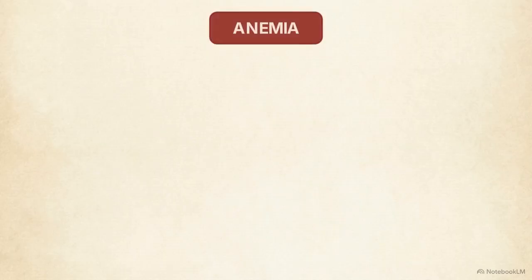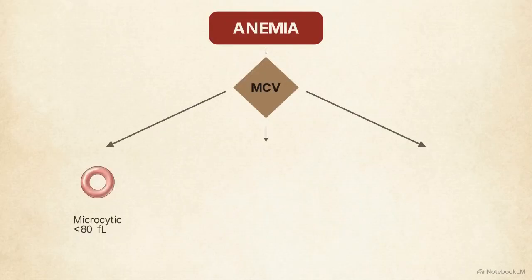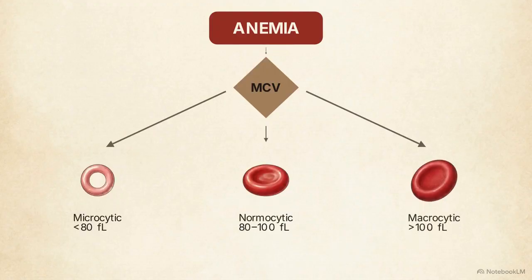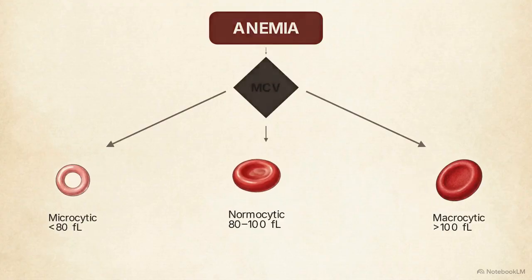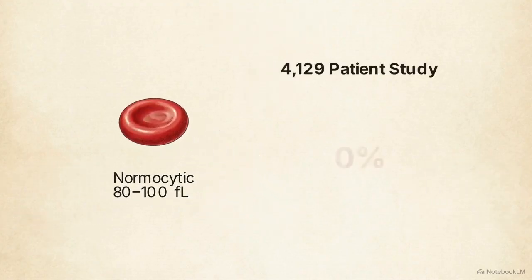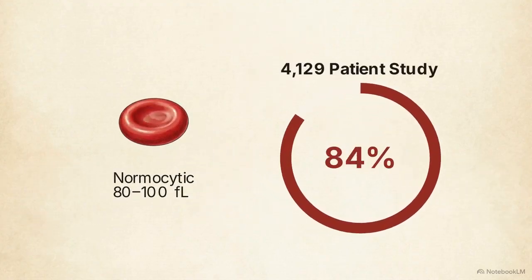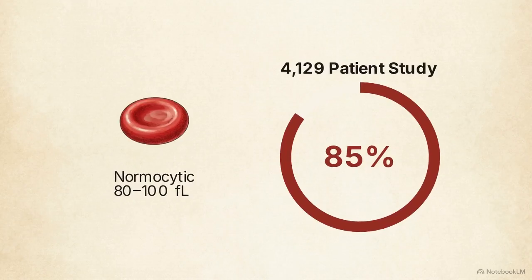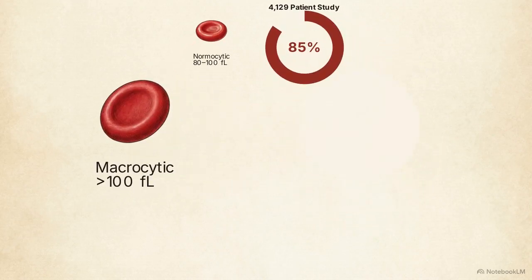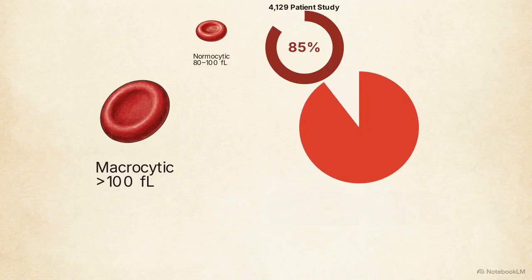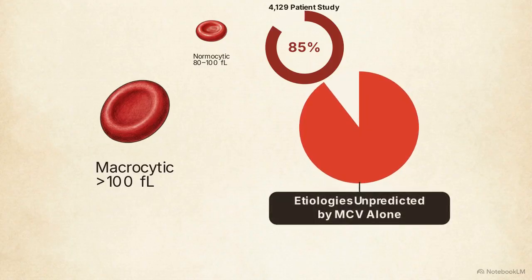From there, standard medical training relies heavily on this branching flowchart. It categorizes the anemia by mean corpuscular volume, dividing cases into microcytic, normocytic, and macrocytic based on the physical size of the red blood cells. But clinical data reveals the statistical failure of this model. In a study of over 4,000 patients, 85% fell straight into the ambiguous normocytic middle category. Furthermore, in patients with macrocytic cells, 90% had etiologies that the MCV alone failed to predict.